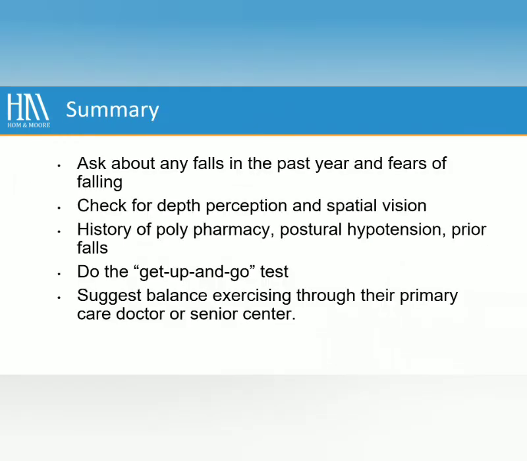So in general, check for falls in the last year, check depth perception and spatial vision, history, polypharmacy. The get up and go test I didn't get a chance to talk about. You have the person sit in a chair with arms, and then have them get up and walk 10 feet and come back. That's called the get up and go. It's a very simple test. You can do it in any office, and how fast you do it is important.